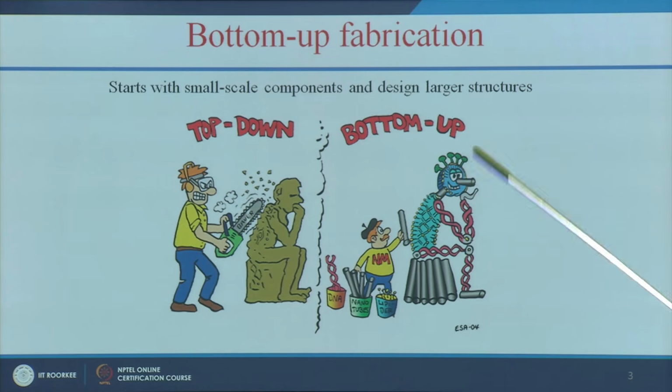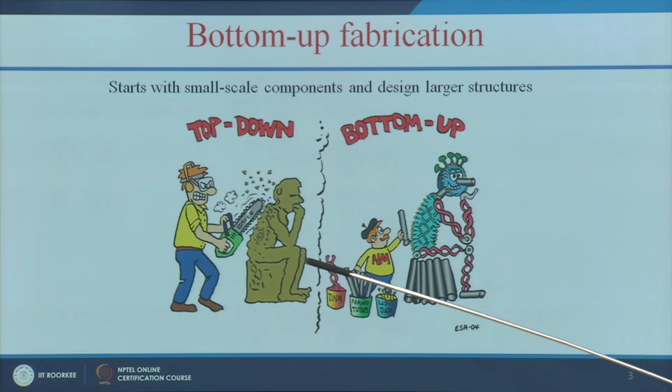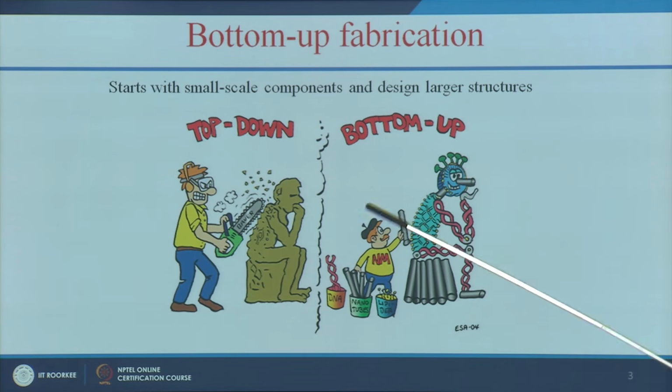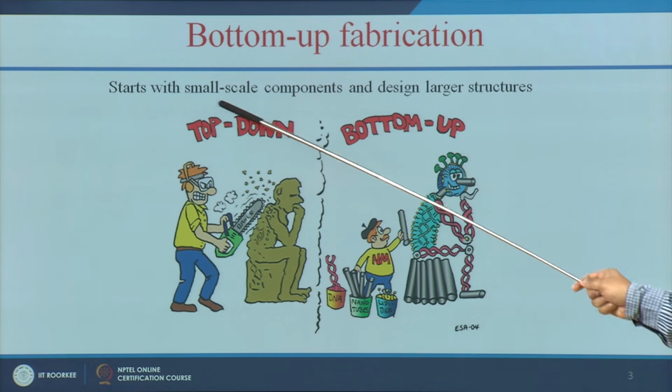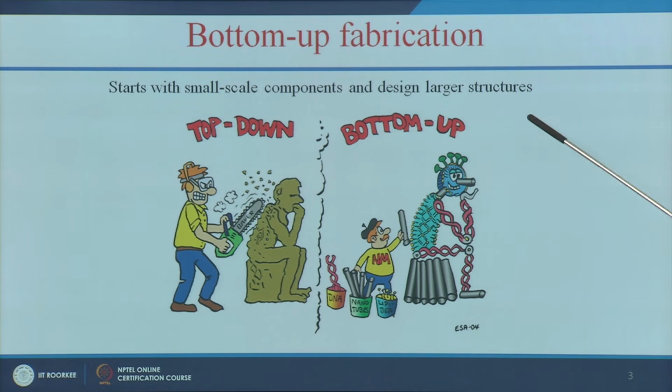So here the self assembly is a bottom up fabrication. In my first lecture I told you what is top down approach and bottom up approach. Top down means from bulk to nanostructures, and bottom up approach means from atomic scale to nanoscale. So here we start with the small scale components and design the larger structures.